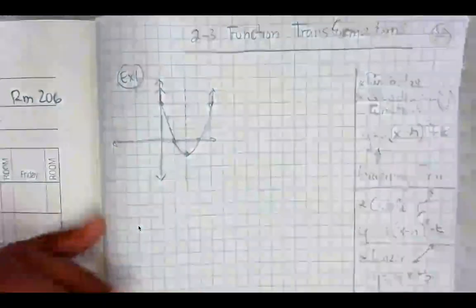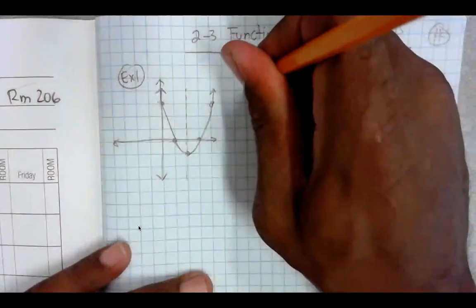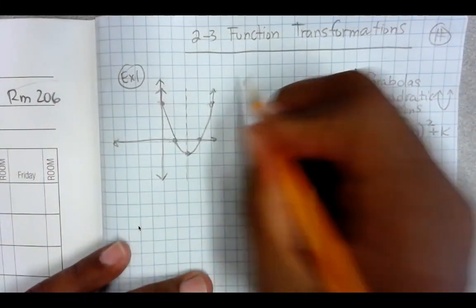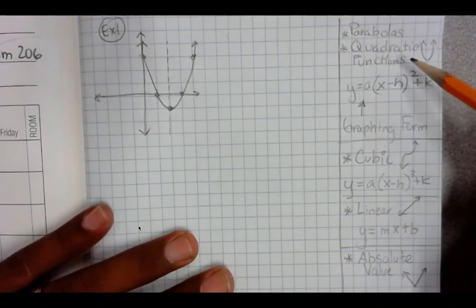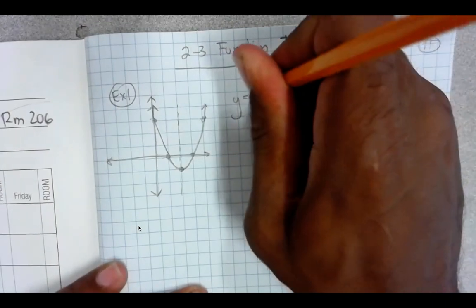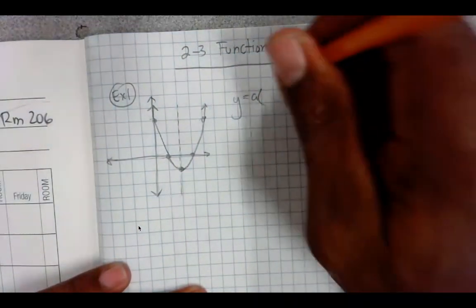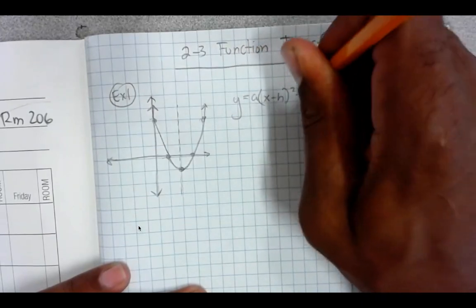All right. Now I got to come up with an equation. Okay, again, which of these functions or these equations am I going to use? All right, the quadratic one. All right, so I'm going to set that up. So y equals a times x minus h squared plus k.